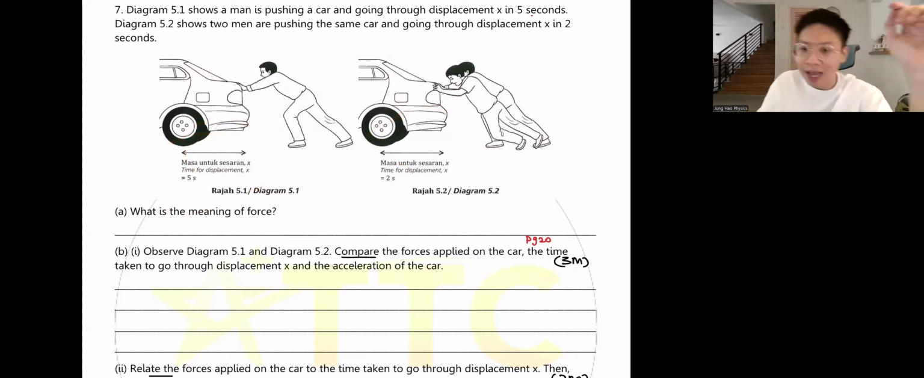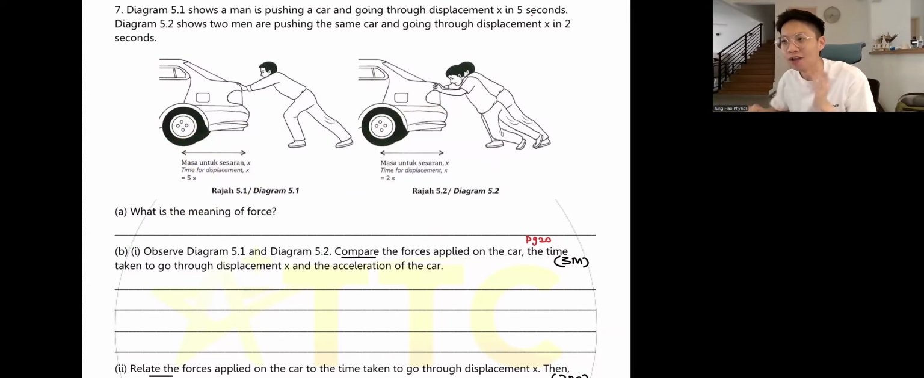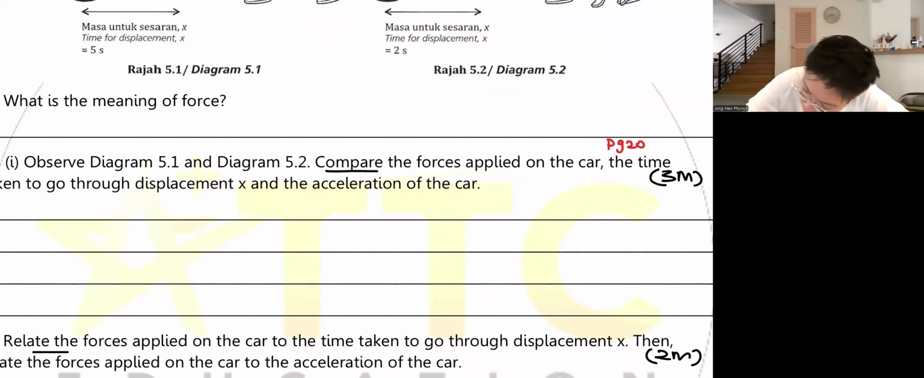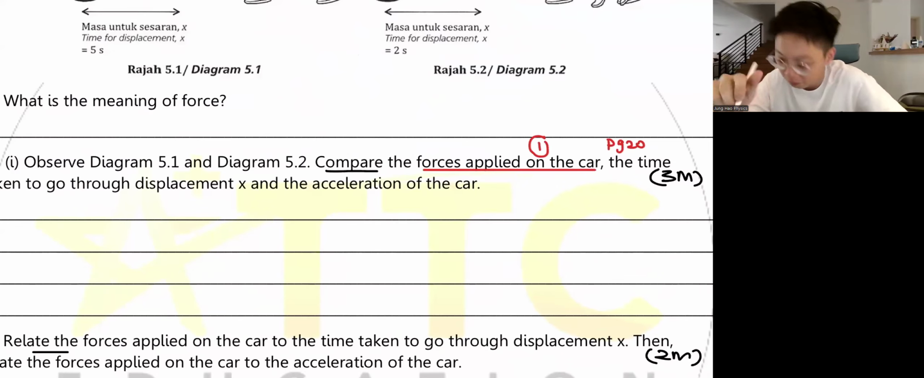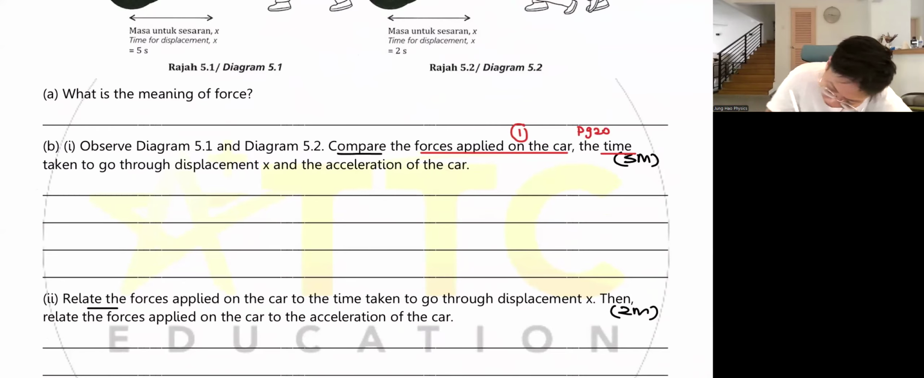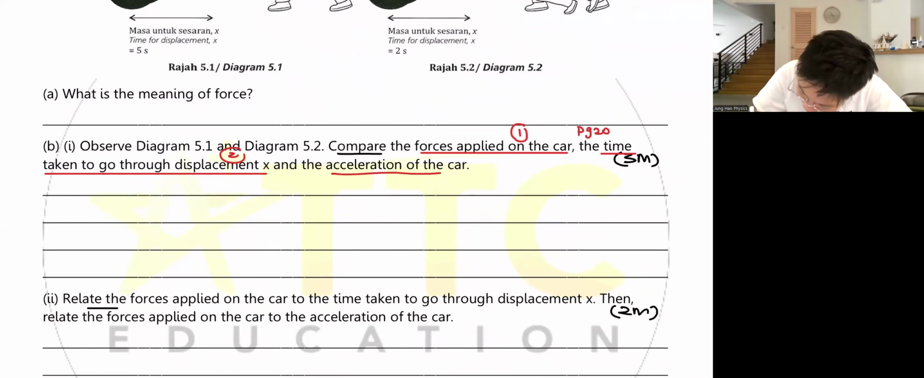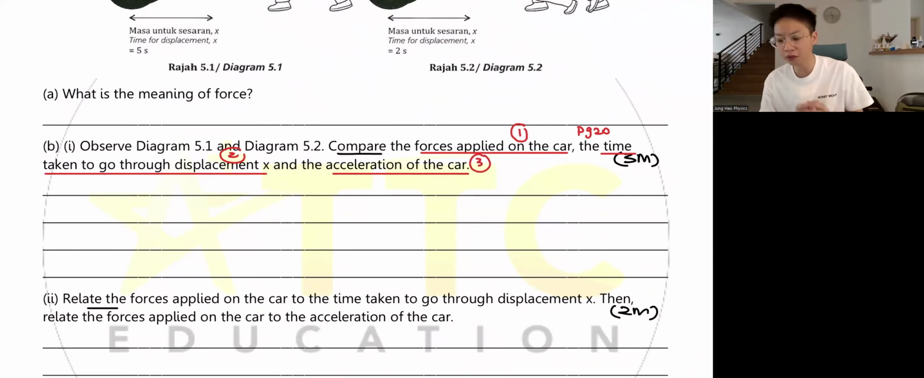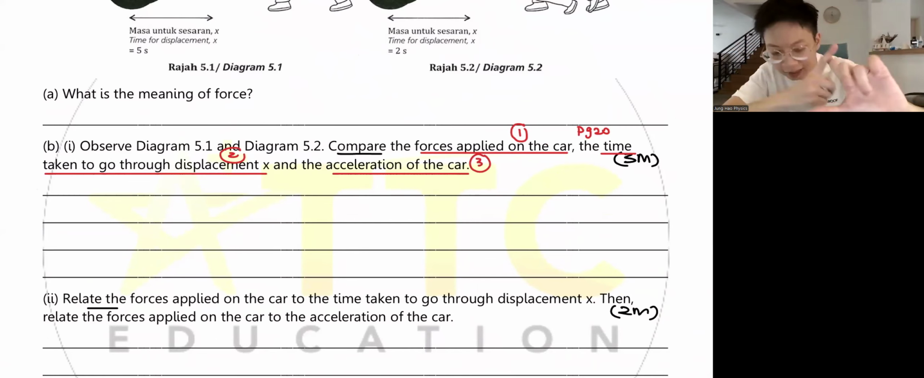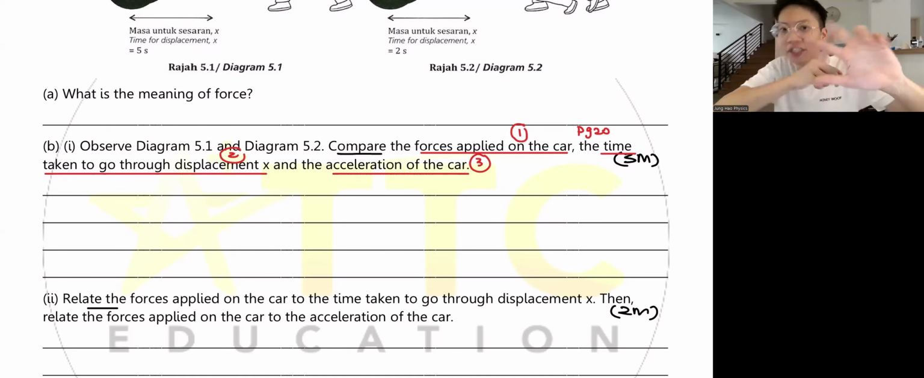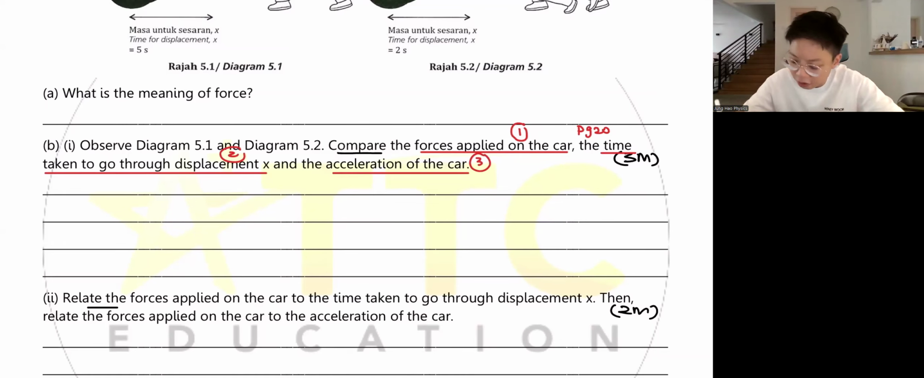Compare, 3 marks. How do we do these 3 marks? How can we secure the 3 marks? First you have to compare the forces applied onto the car. So this is your first mark. Compare the time taken to go through the displacement X. This is your second mark. The acceleration of the car. This is your third mark. So we are going to have the force applied, the time taken, and the acceleration of the car. Three things. Let's write this together.